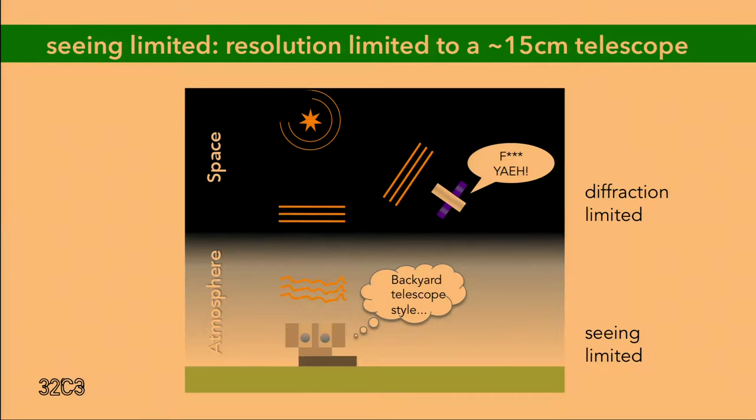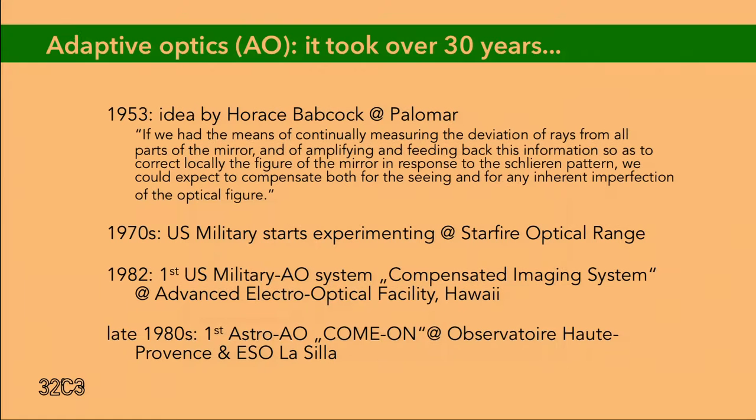So, what to do? There have been people, of course, thinking about this problem longer. And the first idea came up in 1953. Some guy at Palomar Observatory in California said, well, if we had the means of continually measuring the deviation of rays from all parts of the mirror and amplifying and feeding back this information so as to correct locally the figure of the mirror in response to the Schlieren pattern, we could expect to compensate both for the seeing and for the inherent imperfection in the optical figure. What? So if we could somehow get rid of this wobbling or counteract that, then we could get this perfect diffraction-limited imaging we get in space also on the ground.